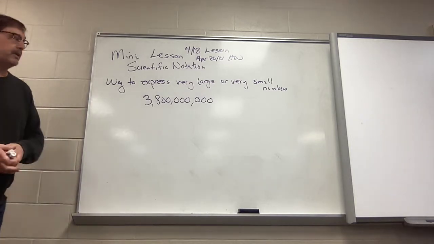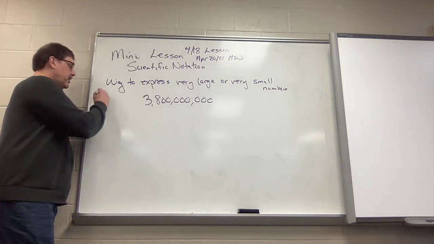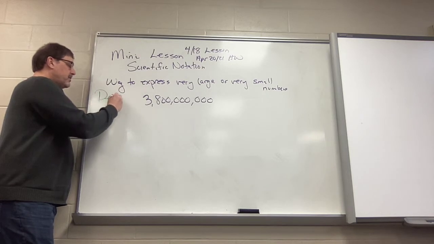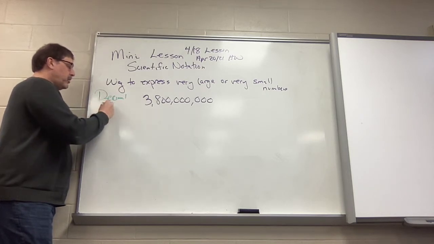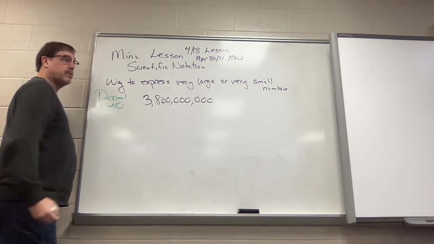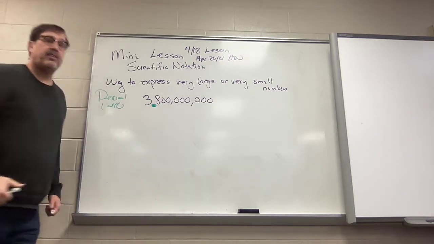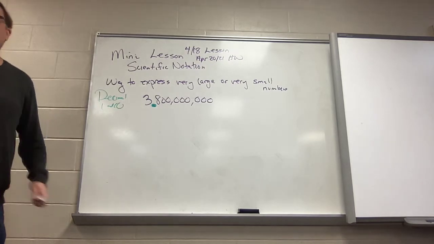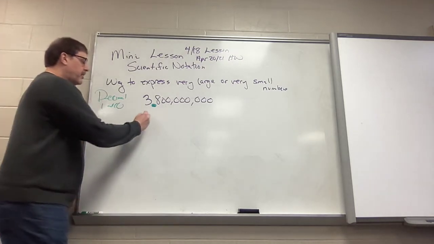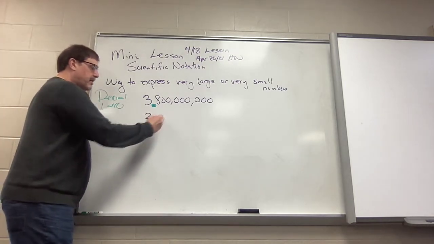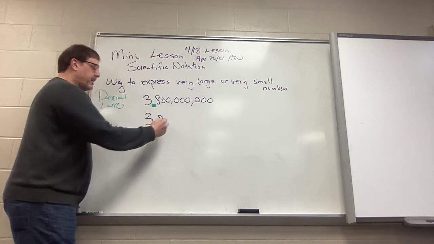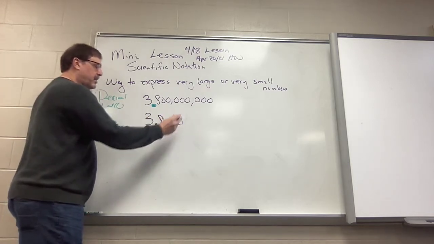And here's what we do. We always put a decimal so it makes the number between 1 and 10. So what I'm going to do is put a decimal right here. When I put the decimal at 3.8, it has made this number between 1 and 10. So you write 3.8. Very often scientific notation is written times 10.